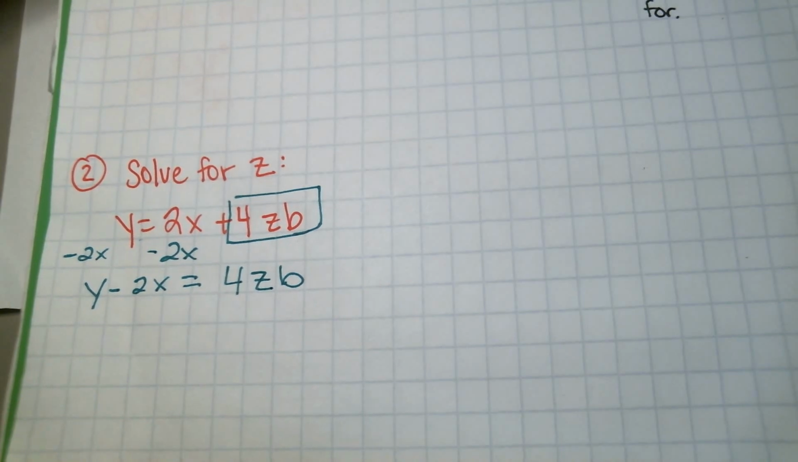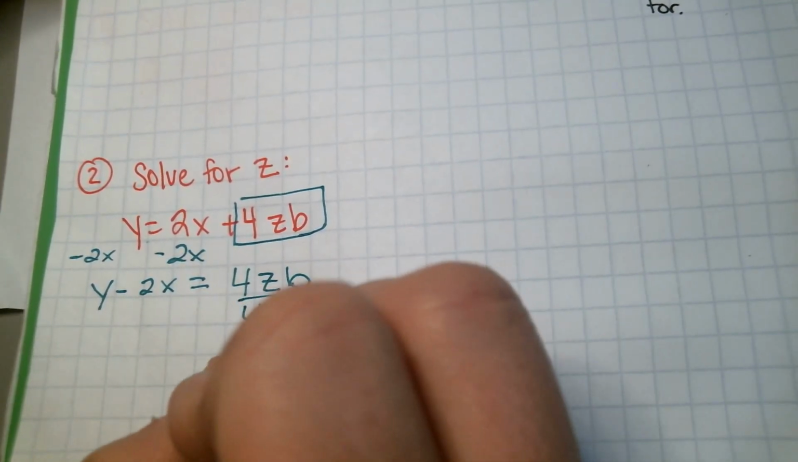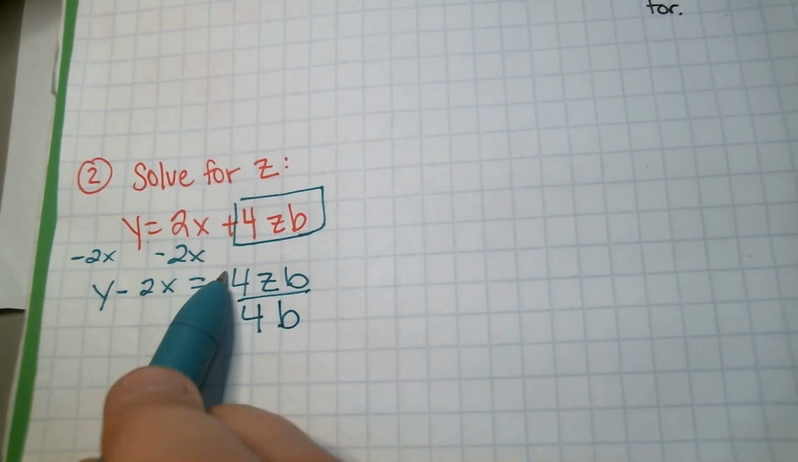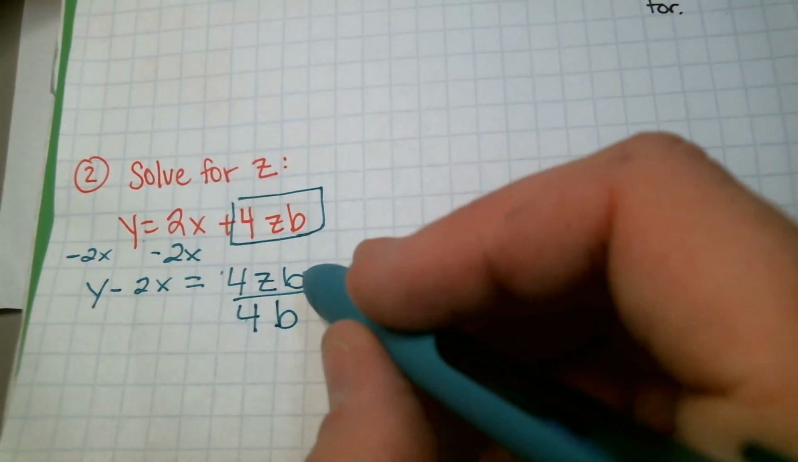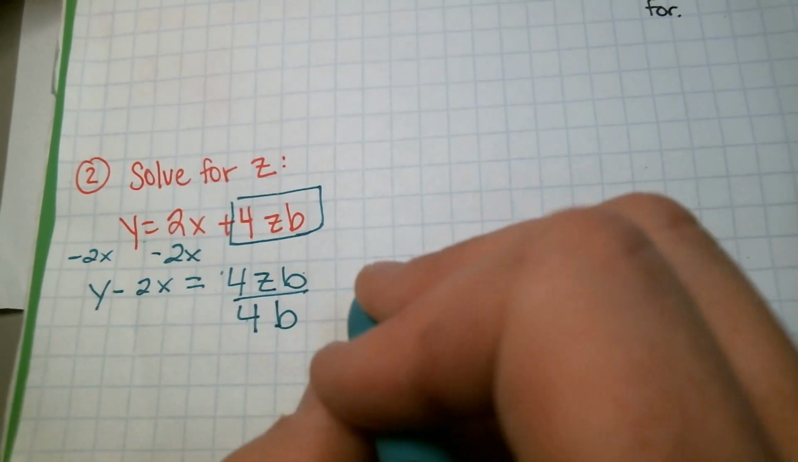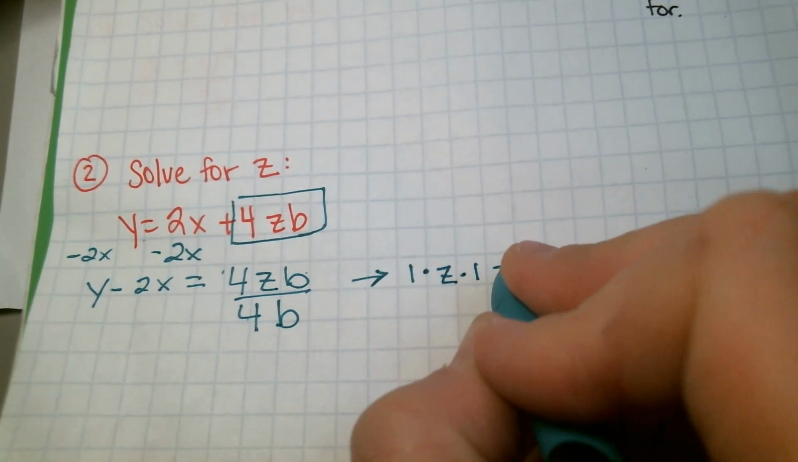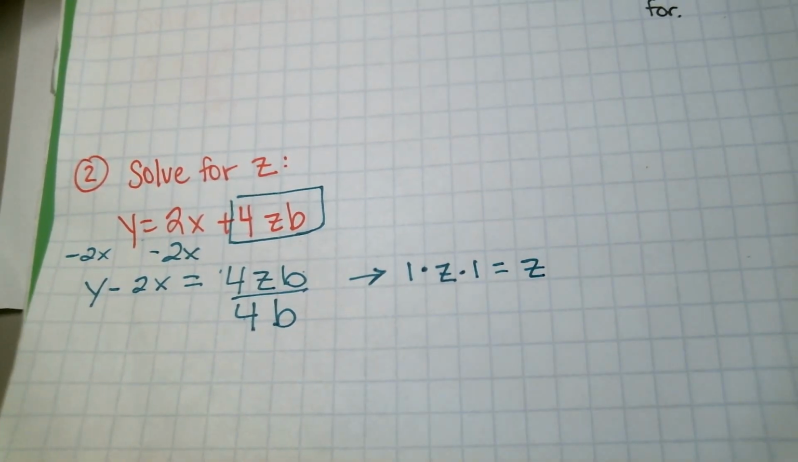4, z, and b are all being multiplied. So I want to undo that multiplication. I'm going to divide by 4b, because 4 divided by 4 is 1, b divided by b is 1, so 1 times z times 1. Maybe I'll make a note of that. 1 times z times 1 is the identity property of multiplication.